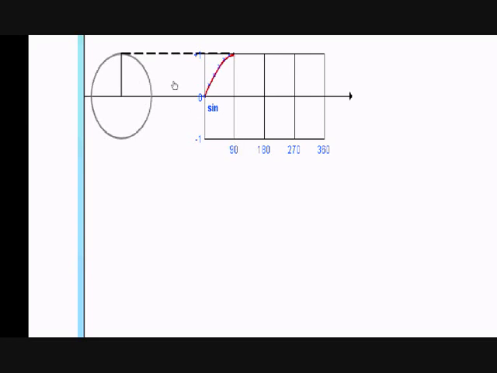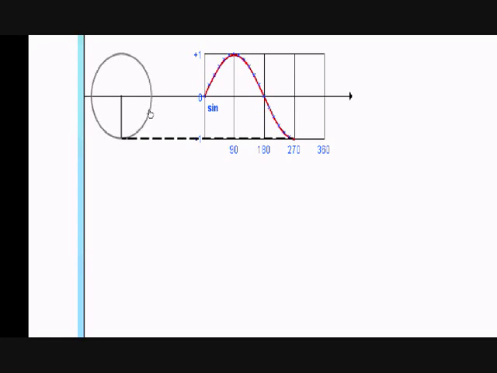As the point moves further from 90 degrees to 180 degrees, you can see that the y value gets reduced and becomes 0 at 180 degrees. This is 180 degrees and it's 0, and the y value goes on decreasing to -1 at 270 degrees. This is -1.